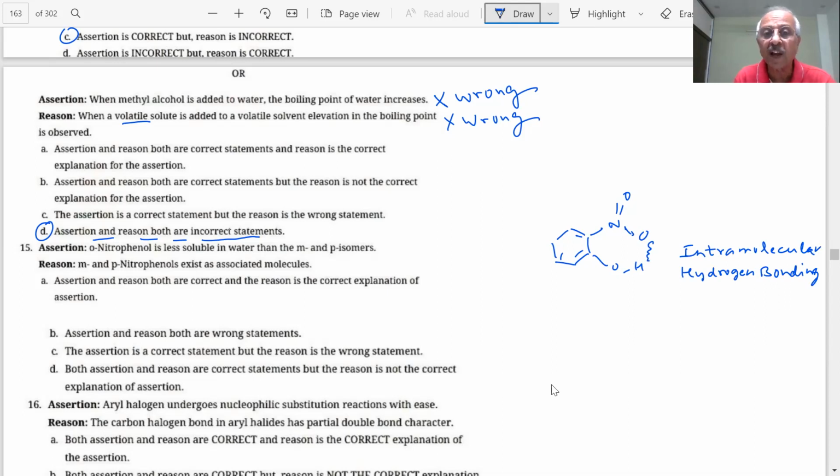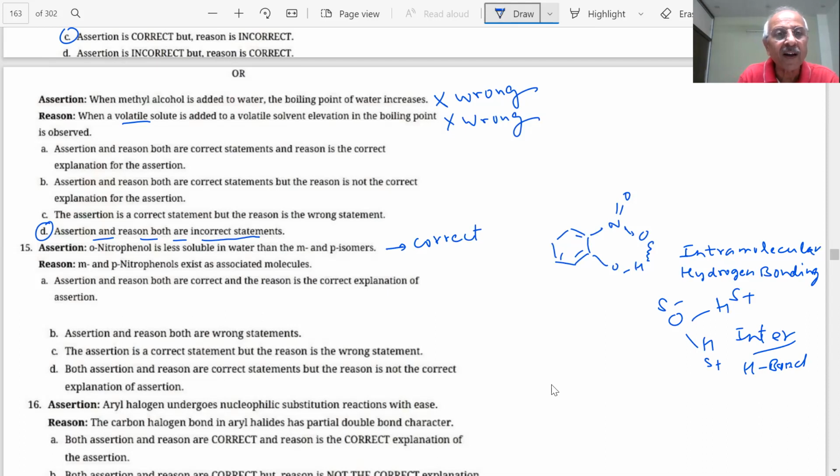So when it takes place, what will happen? The solubility will become less in water because it cannot form hydrogen bonds with water. It is intramolecular hydrogen bonding, not intermolecular hydrogen bonding. Those which form hydrogen bonding with water will have intermolecular hydrogen bonds. But this is an intramolecular hydrogen bond, so orthonitrophenol is less soluble in water. This is a correct statement.